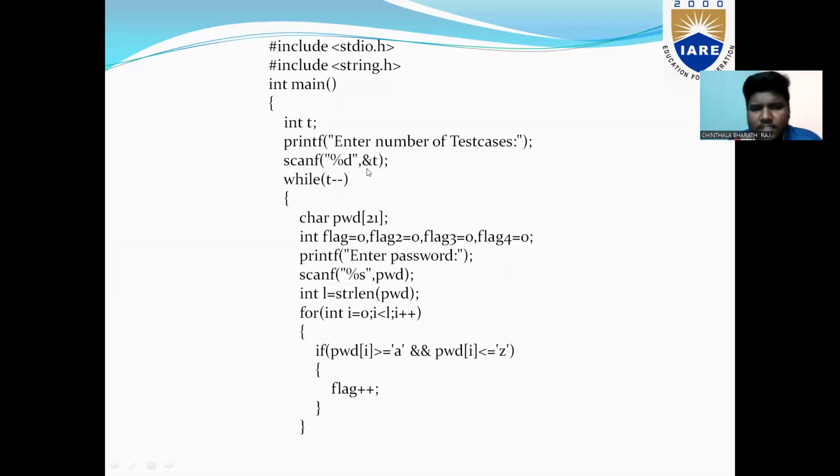The ampersand means percentage d comma ampersand, the address. Then we are entering into the while loop, while t minus minus, because we are decreasing the test cases one by one.